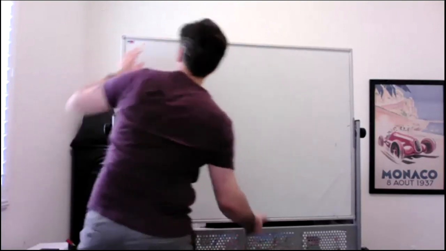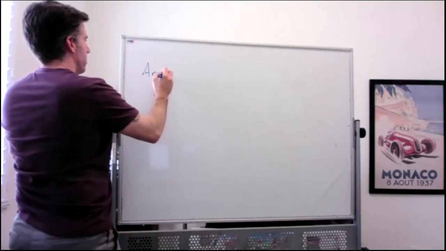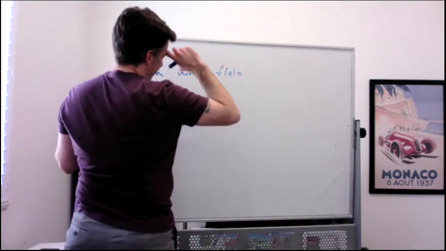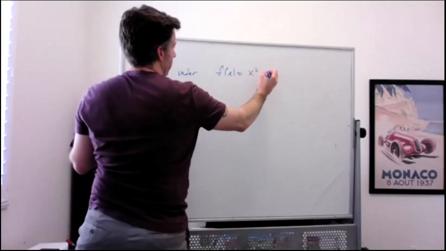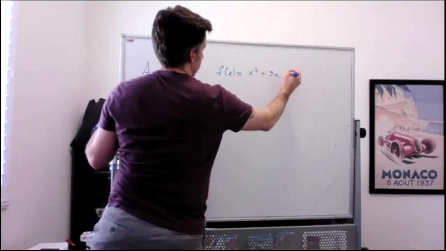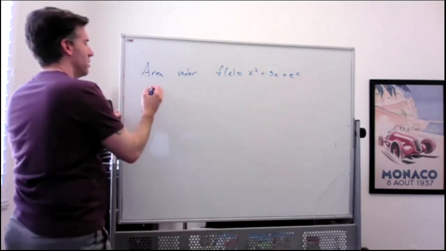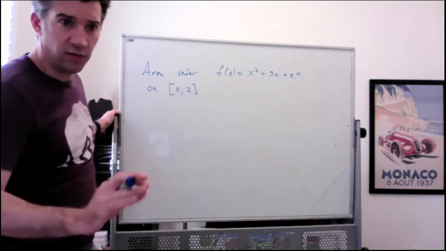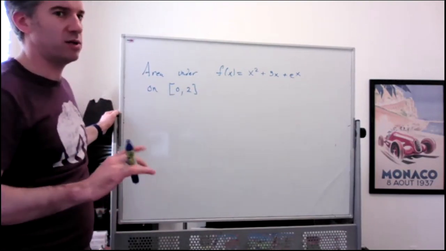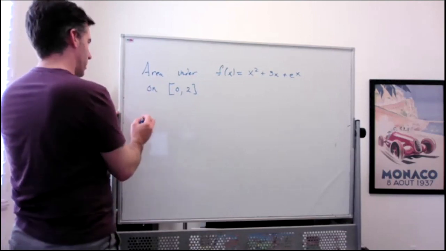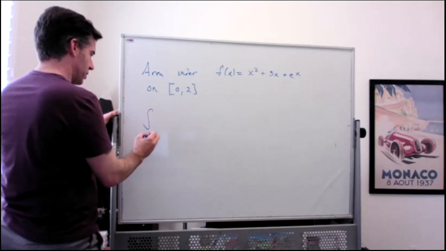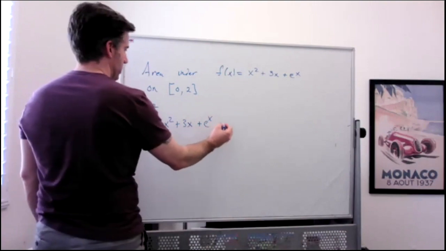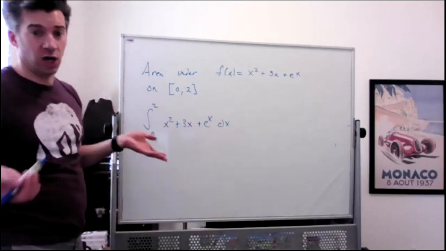So I want to find the area under the curve f of x equal to, what have we got here? Sure, x squared plus 3x plus e to the x on the interval from 0 to 2. Straightforward problem, but there's one specific thing I want you to be aware of. So I'm going to set up the integral from 0 to 2 of x squared plus 3x plus e to the x. This is definitely not something I can use geometry for.